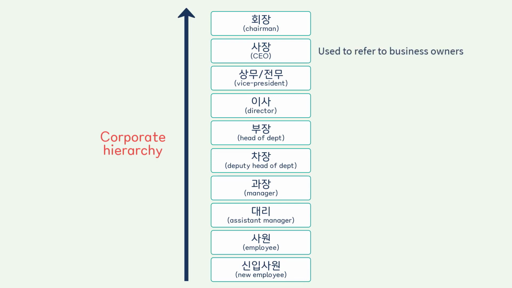The word 사장 is also often used to refer to business owners. So if you want to speak to the owner of a restaurant, you can ask to speak to 사장님. Okay, so that's a general overview of the job titles in Korea.